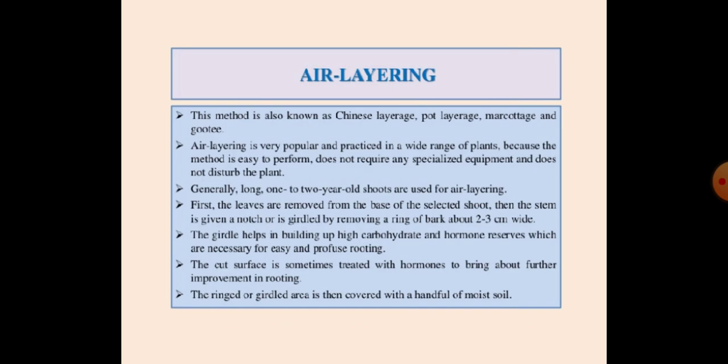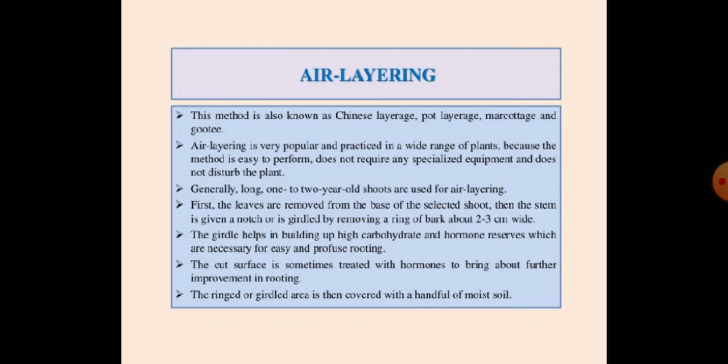Then air layering. The air layering method is also known as gootee. Air layering is very popular and practiced in a wide range of plants because the method is easy to perform, does not require any specialized equipment and does not disturb the plant. So there is no specialized equipment, no instrument, and it is a very simple method.